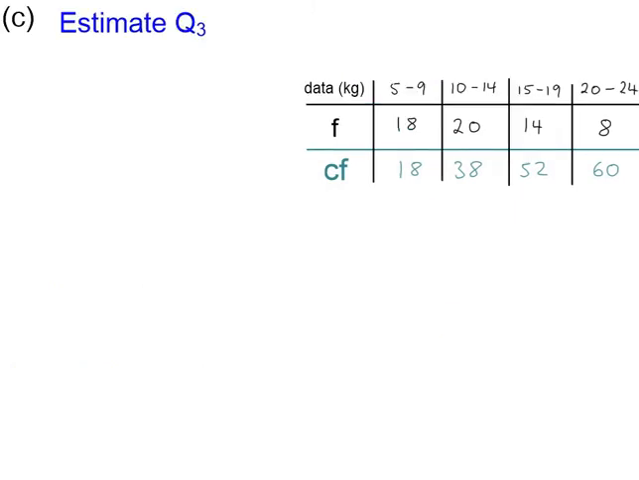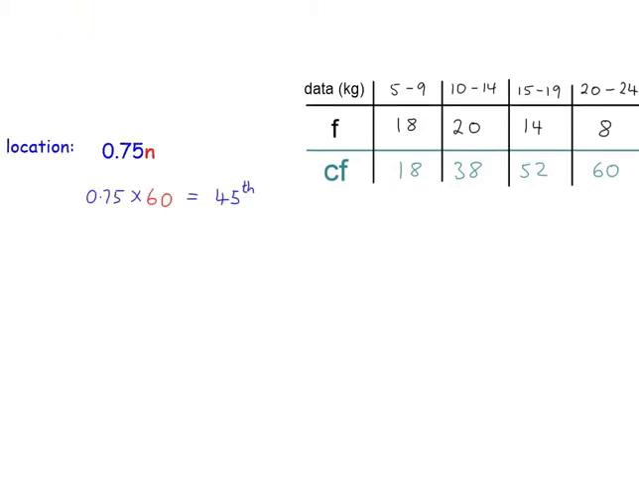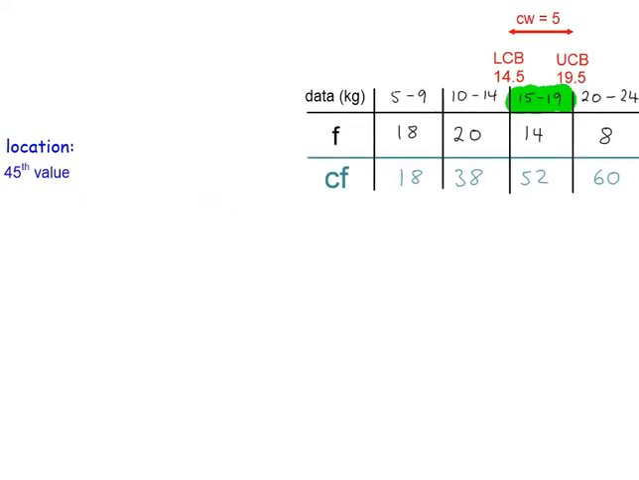Part C. We estimate Q3, or the 75th percentile or upper quartile, in a similar way to the lower quartile. So 0.75 times n, the 75th percentile, gives us the 45th value. That's the location of the Q3 value, the upper quartile. So we're in this class, looking at cumulative frequency. We're up to the 18th value, 38th value, we're still not at the 45th value. Now we've gone past the 45th value, so this is where our upper quartile lies.